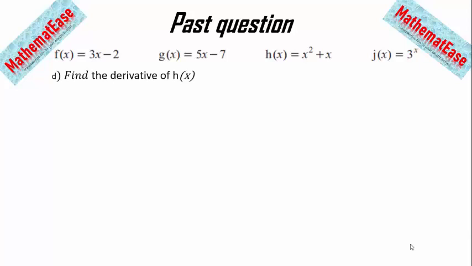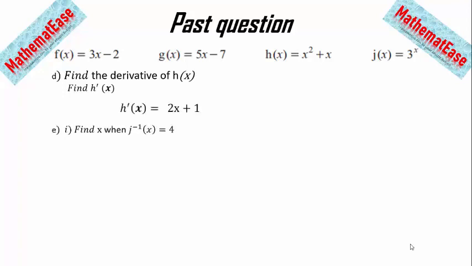Now, we want to find the derivative of h of x. I want you to know that when you are asked to find the derivative of h of x, this means that you need to differentiate h of x. Another way they can ask this question is to tell you to find h prime of x. Find the derivative of h of x or find h prime of x. It means differentiate h of x. So when h of x is equal to x squared plus x, you need the idea of simple differentiation. So when you differentiate x squared plus x, it is equal to 2x plus 1.